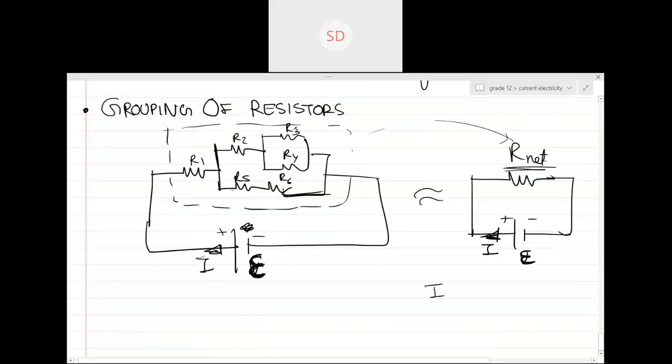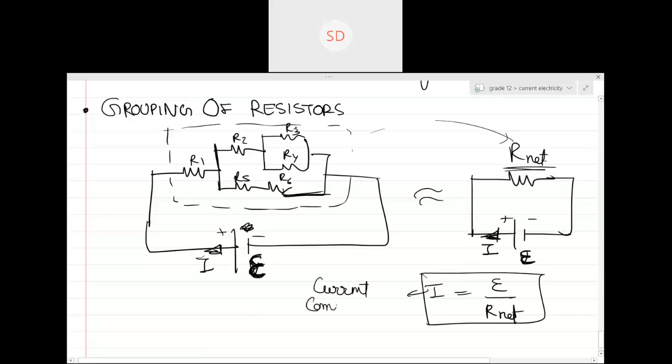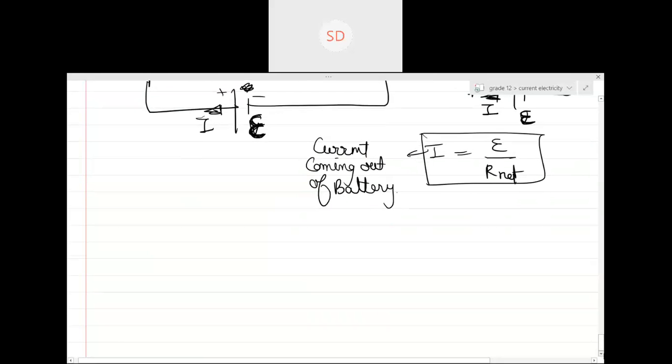Here, whatever will be the current, you will say I is basically E by R net according to Ohm's law. And what is I? I is the current coming out of the battery. Yes or no? Any doubt, guys? Okay, so basically this is called grouping. Remember.